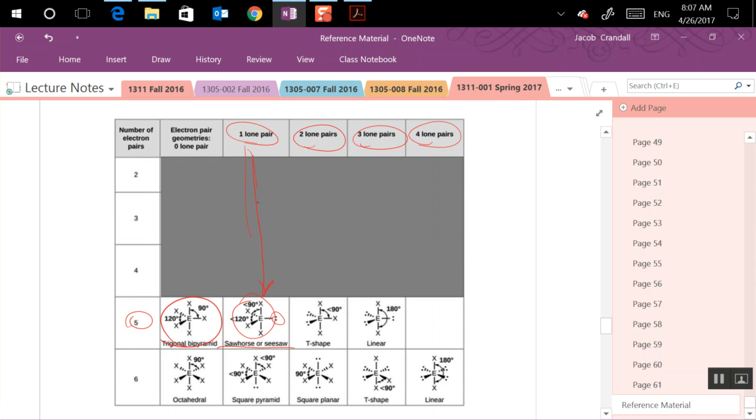Okay, so if you have 1 lone pair, 4 bonds, you would be seesaw shape. If you had 2 lone pairs, 3 bonds, that would give you a total of 5. You would have a T shape, okay, etc. And that's how you would use this chart, okay, to identify your shape, your geometry.